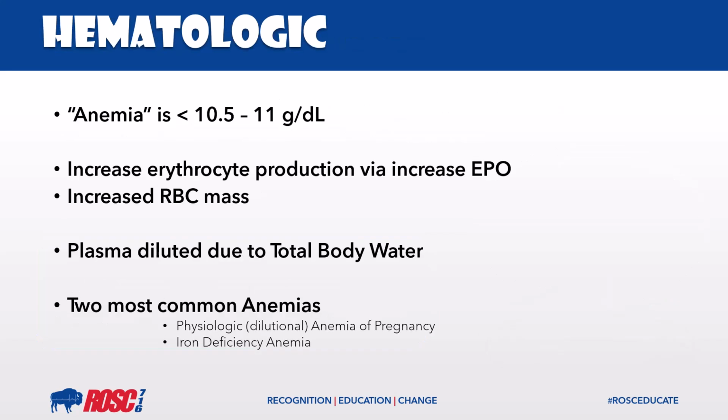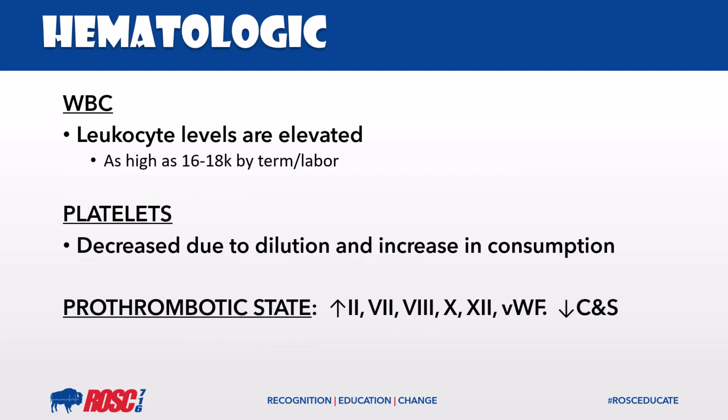Moving on to the hematological system, some changes worth noting is number 1, hemoglobin level. Anemia in a pregnant woman is most commonly defined by hemoglobin less than 11. And even though there's significant hemodilution, there's an increase in erythrocyte production, so the degree of anemia seen in gestational changes is minimal. The 2 most common anemias seen in pregnancy are physiological dilutional anemia of pregnancy, also known as gestational anemia, and also iron deficiency anemia. White blood cell value is worth discussing as well.